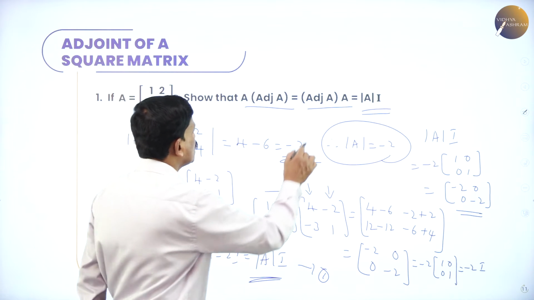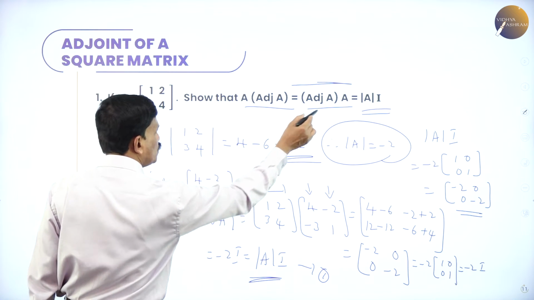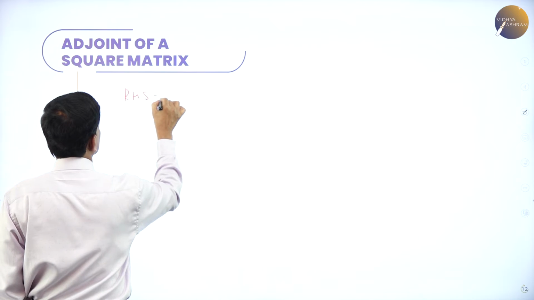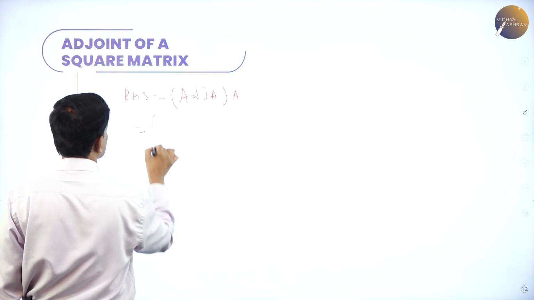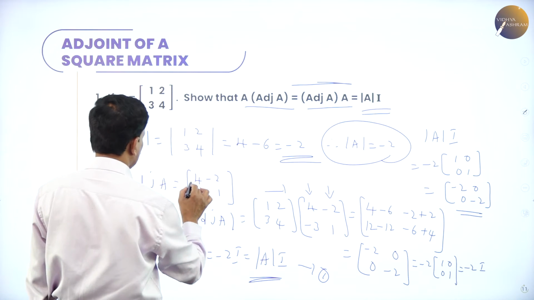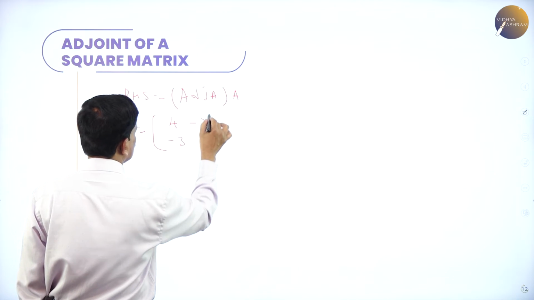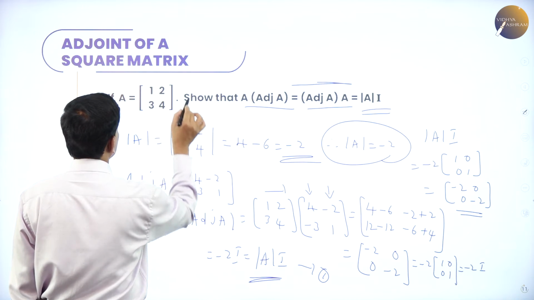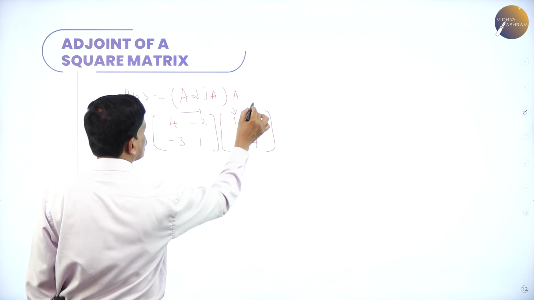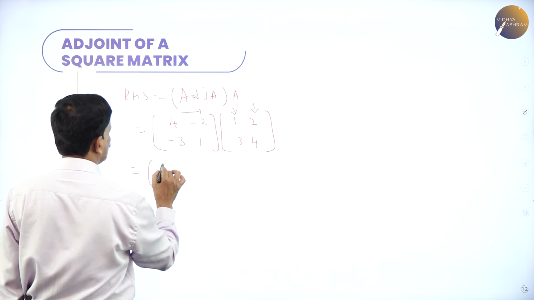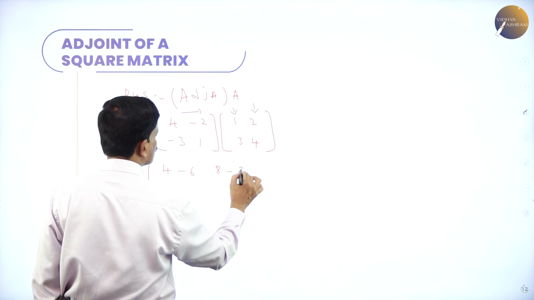Now, on the other hand, let us come to the right hand side. What is the right hand side? On the right hand side, we have adjoint of A into A, RHS. Let us simplify this. What is adjoint of A? Adjoint of A is [4, minus 2; minus 3, 1] into A, which is [1, 2; 3, 4]. Simplify this with the same procedure. First row, first column, second column. So, 4 1s are 4, minus 2 3s are 6, 4 2s are 8, minus 2 4s are 8.